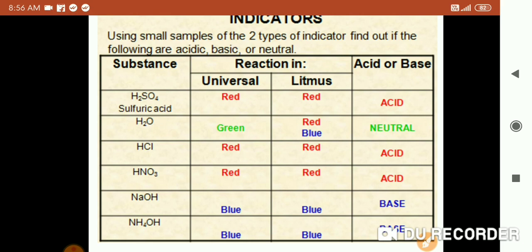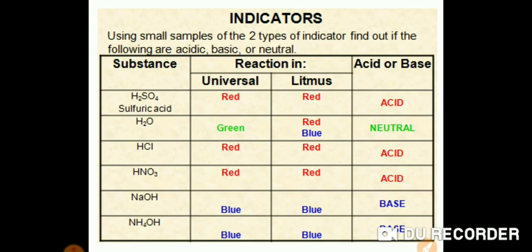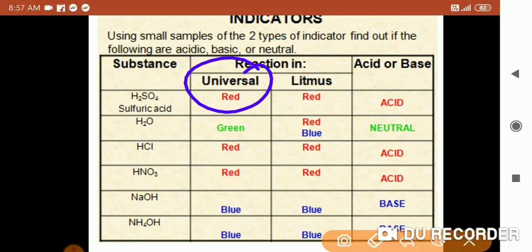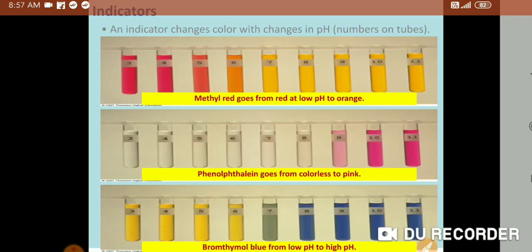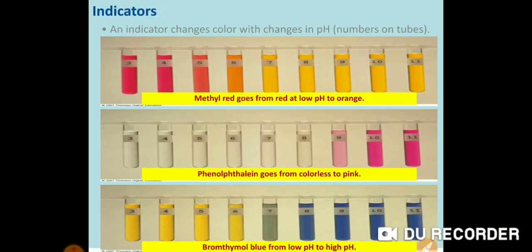Now you can just go through the chart. You can understand how to use the litmus paper and universal indicator. Universal indicator is in the form of a solution, and litmus is in the form of paper. Red and blue litmus papers are available, and that's how we can get the conclusion after testing the different samples of chemical compounds.